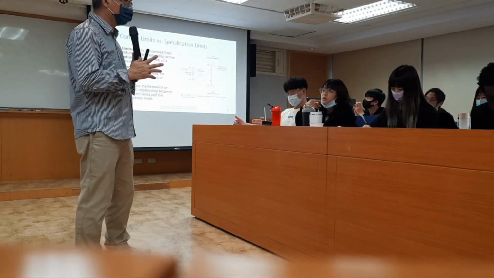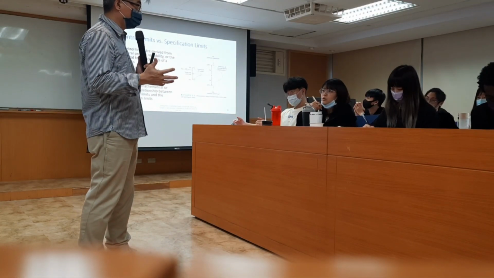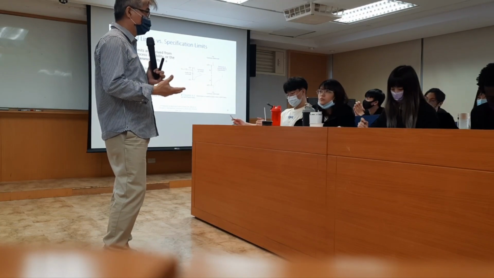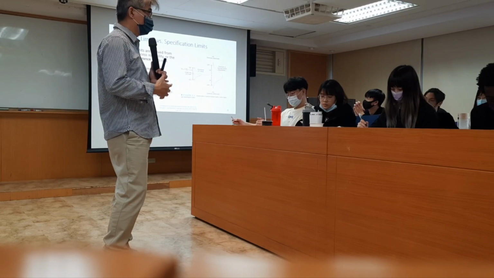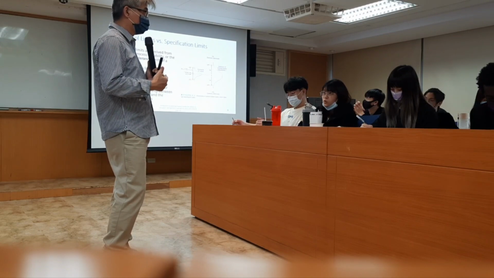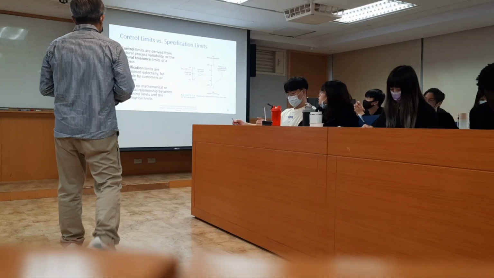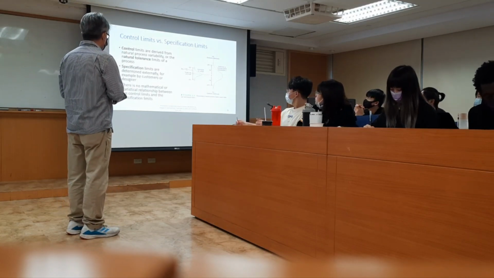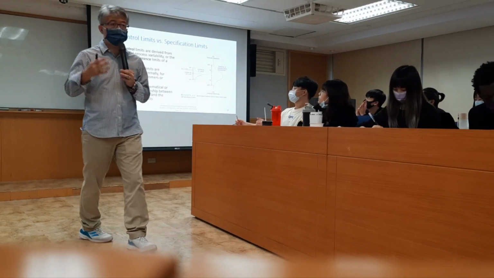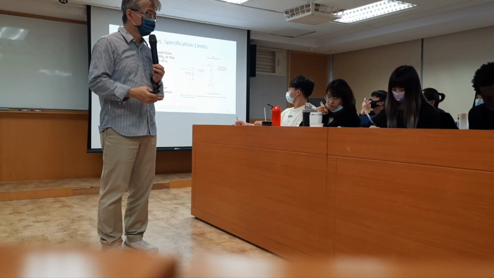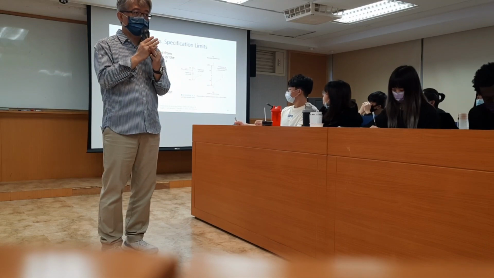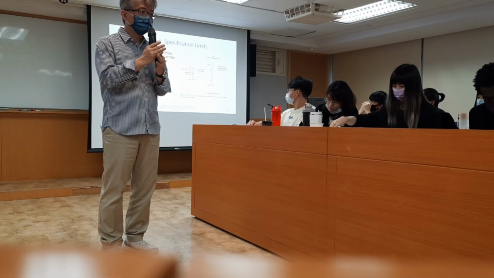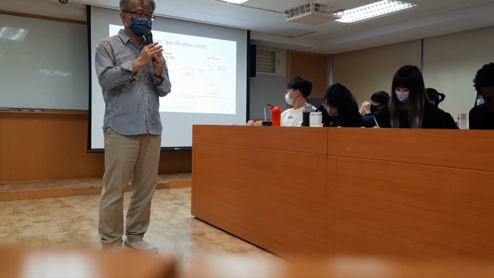No. Specification limits are determined by the customer or designer. Designer will be the R&D department. What about the natural tolerance limit? It is determined internally. Natural limit is how capable your process is. So there's no relationship. There's nothing to do between them.